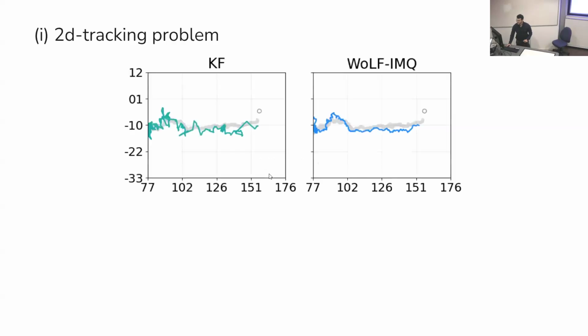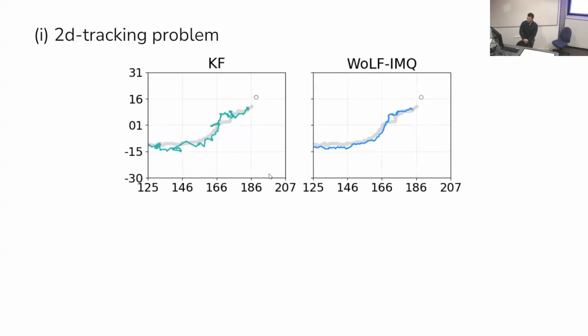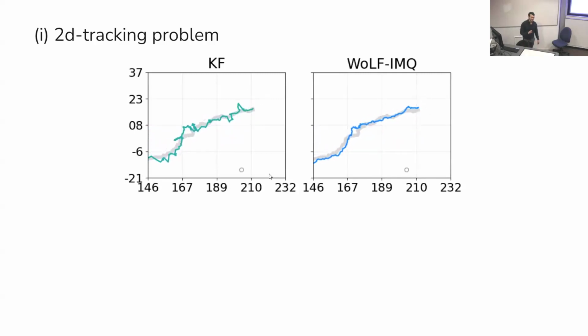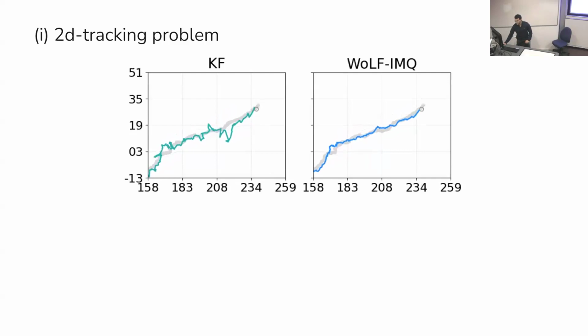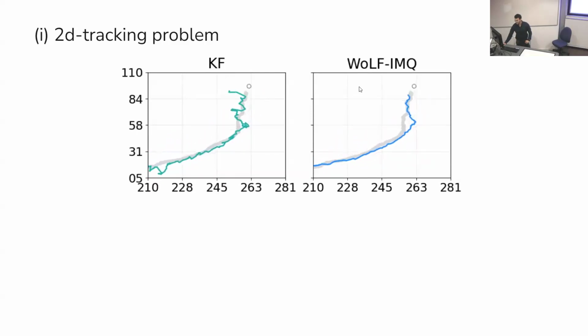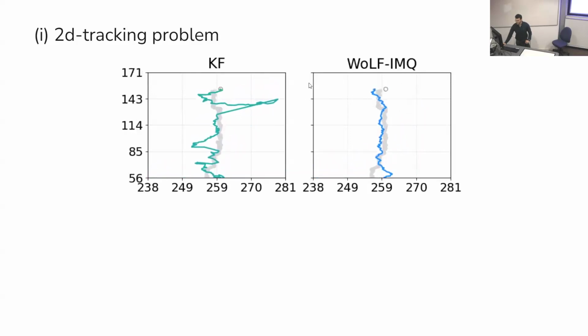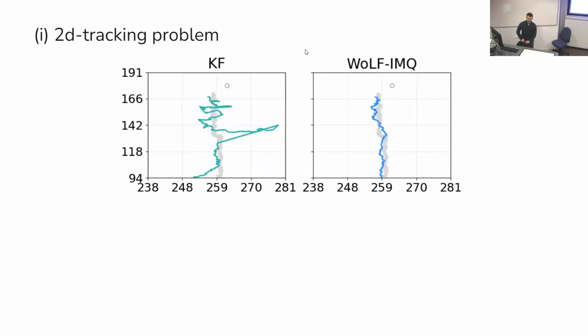Okay, so we have our weighted likelihood filter, very straightforward to implement. Now let's see some examples. The first one is the 2D tracking problem. First we have the Kalman filter, evolving through time. We saw that it was quite biased by the outliers, but our Wolf IMQ, as you can see, more or less tracks the true states more closely than the state space.